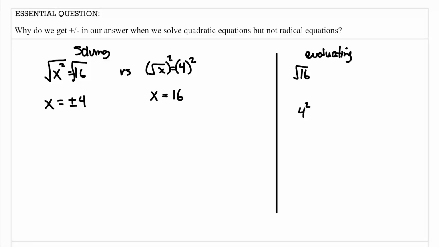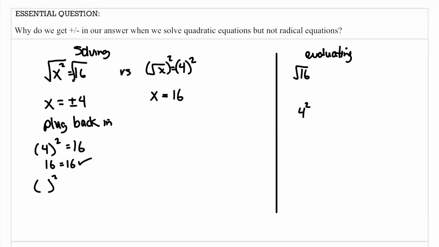So now we want to plug these back in. And here's where this should hopefully make sense. We've got two different answers. We've got positive 4 and we've got negative 4. So let's plug it back into our original equation. We're plugging it in for x, so we've got x squared there. We're going to plug in 4, and 4 squared is 16, which checks out. And we're going to plug in our second answer, which was negative 4. So negative 4 squared, negative 4 times negative 4, is 16.